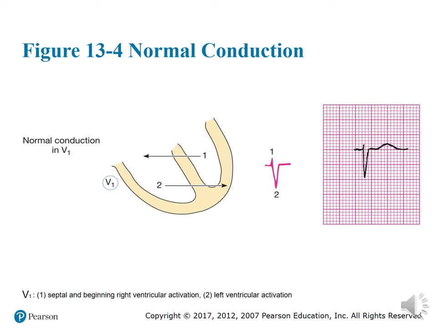All right, normal conduction. See V1. In V1, we see that this is positive as it should be. Negative, I apologize. Yeah, it's going down. Make sure I draw my baseline here. So this is going down. It's negative.